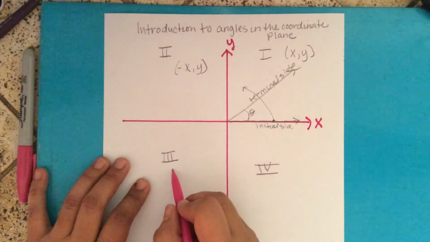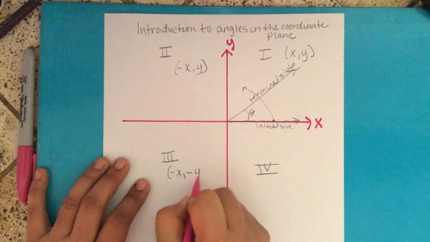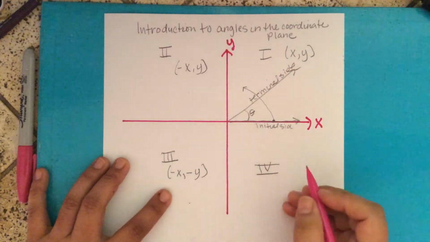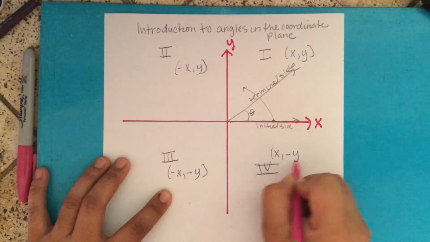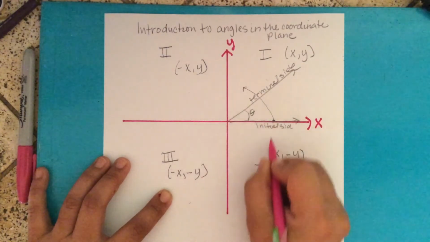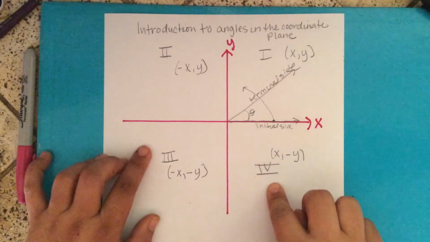Okay, over here in the third quadrant, both of them are negative. Negative x, negative y. You still have to know that. And in the fourth quadrant, x is positive and you have a negative y. Why? Because you go to the right and then down to get the point into the fourth quadrant.